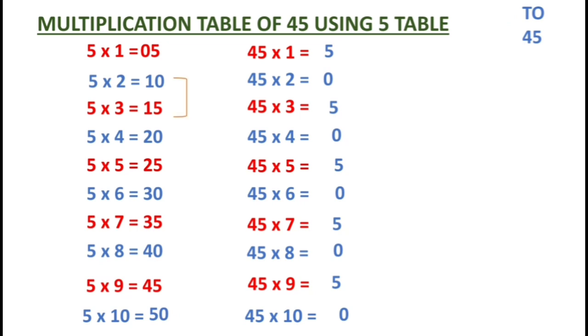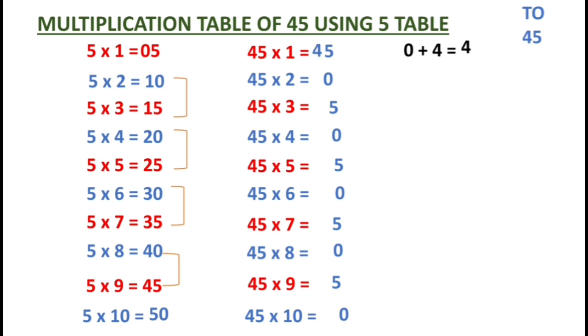10 and 15 is one group. 20, 25 is one group. 30, 35, 40, 45 is one group. 50 is another group. Let us start. Now the tens place of 5 ones are 5 is 0 plus 4. We are writing the 45 table. The tens place is 4. So we will write 0 plus 4. 0 plus 4 we get 4.